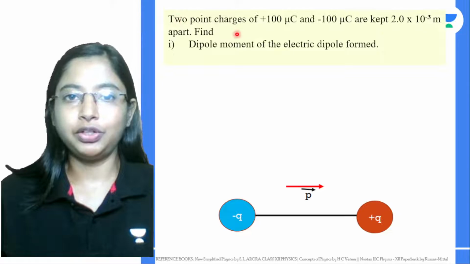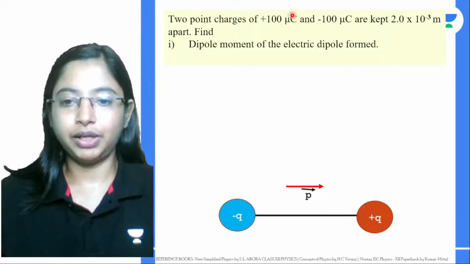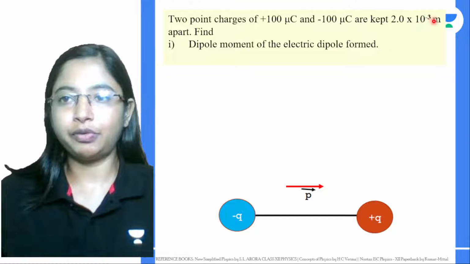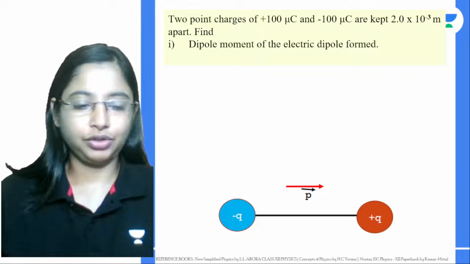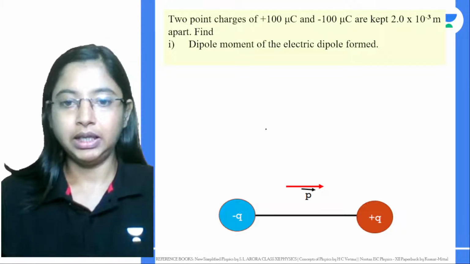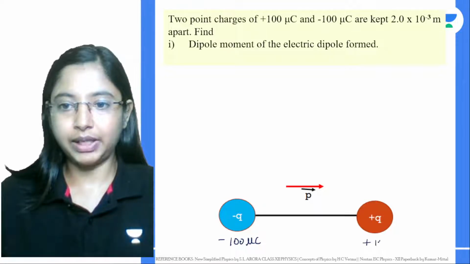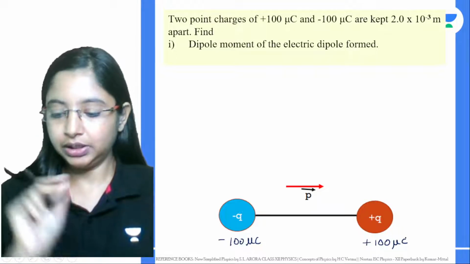Now we have 2 point charges of charge 100 microcoulomb and minus 100 microcoulomb, kept 2 into 10 to the power of minus 3 meters apart. So we have 2 charges over here: one is a negative charge, minus 100 microcoulomb, and another is plus 100 microcoulomb. Same magnitude, opposite signs.